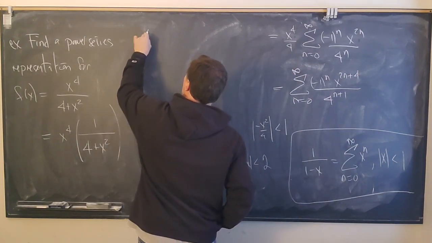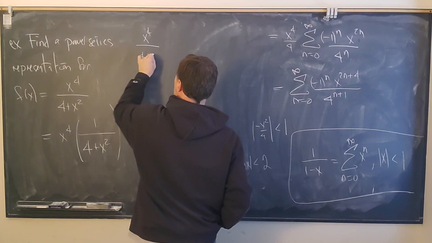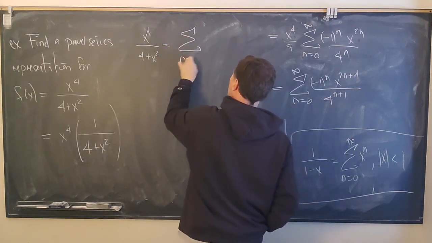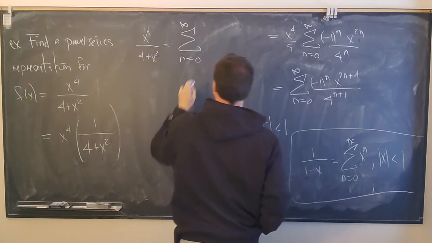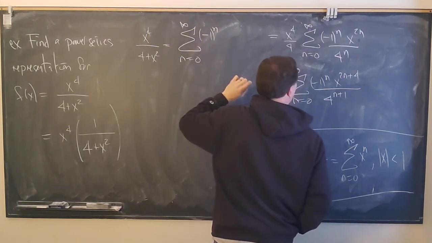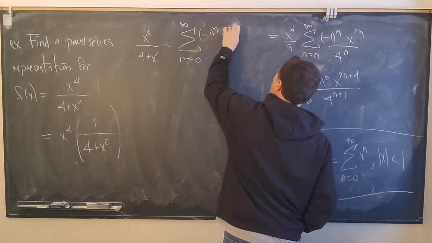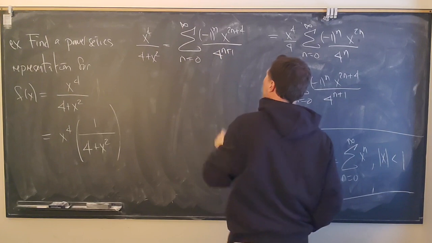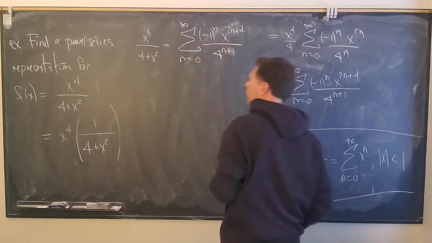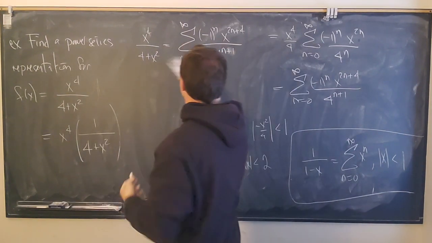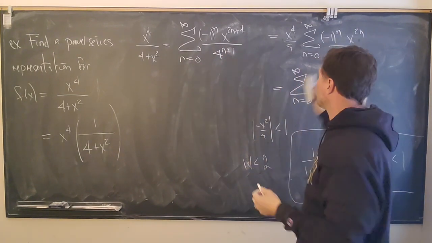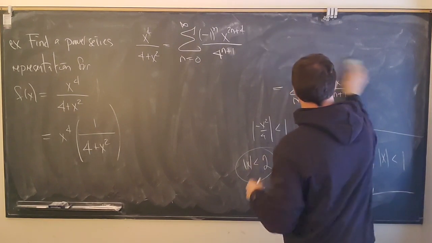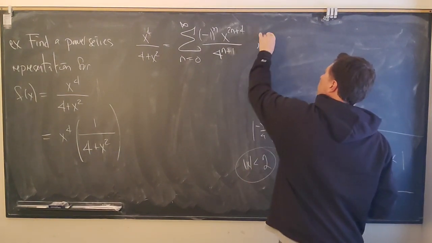So x to the 4th over 4 plus x squared is equal to the sum from n equals 0 to infinity of minus 1 to the n, x to the 2n plus 4 divided by 4 to the n plus 1. And I want to keep our radius of convergence. That's part of the answer, right? This equality is true for some values of x. Which values of x? It's those ones right there. So that is part of our final answer, right?